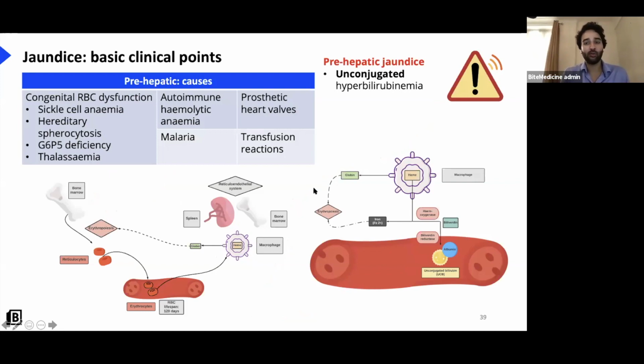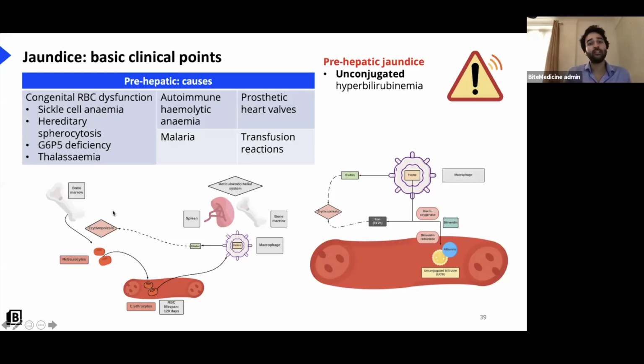But let's talk first of all about pre-hepatic jaundice. As the name suggests, pre-hepatic just means jaundice which is due to pathology which occurs before the liver. So all of this stuff about erythropoiesis, about macrophages, about heme breaking down into unconjugated bilirubin and iron, for example, this is all under that pre-hepatic guise because it occurs before the liver.